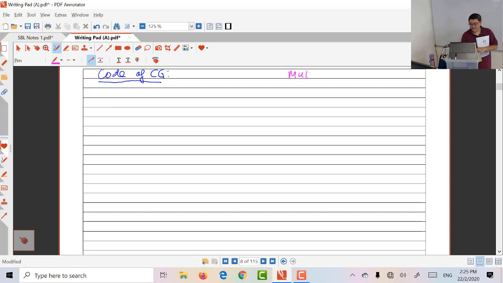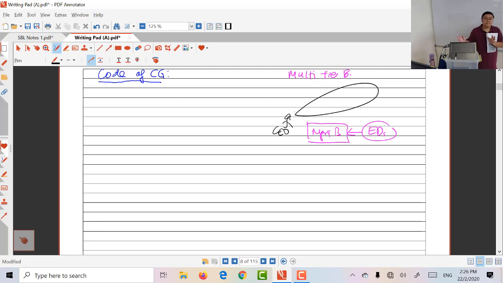Now, let's say if you have a multi-tier board, we are talking about the management board, where these are all the EDs, okay? Now, let's say the CEO called for a meeting among the management board members. Let's say there's only four of them, okay? Now, the first question is, how fast can you call for a meeting when it only involves executive directors? How fast? Practically, how soon can it be?